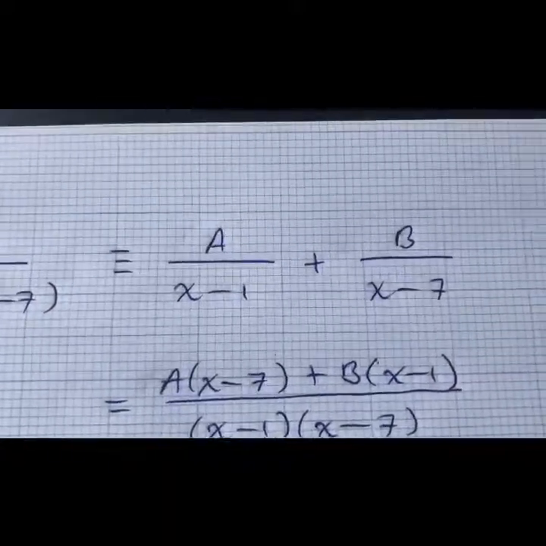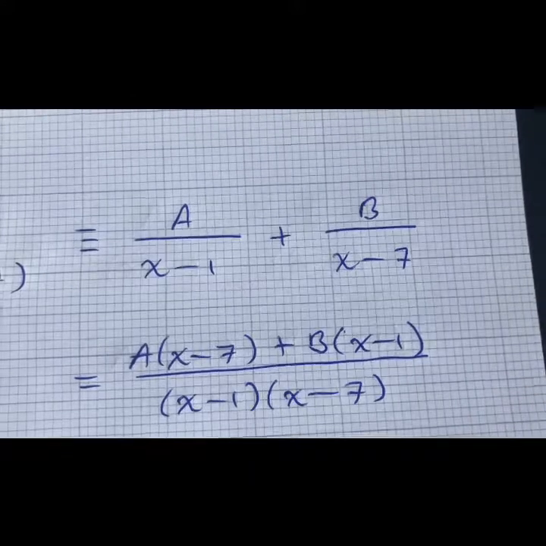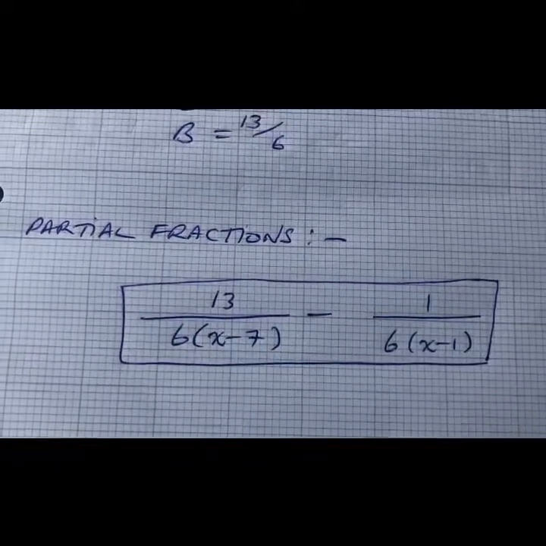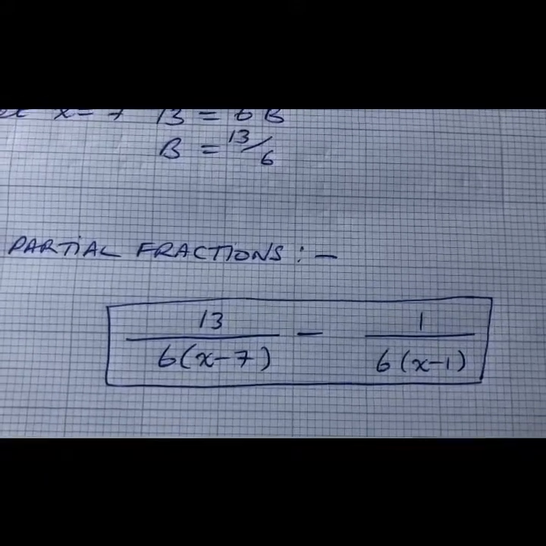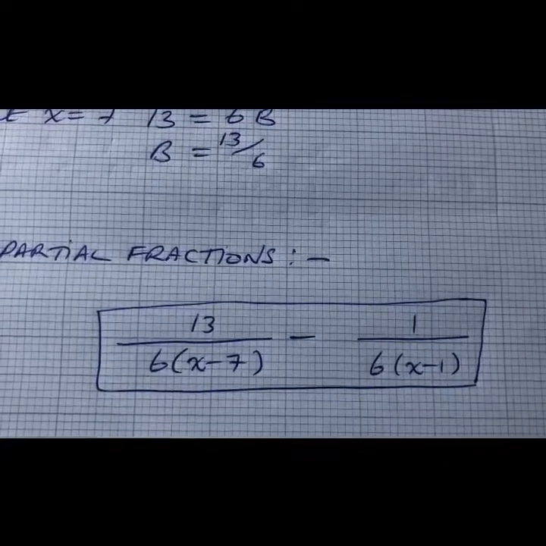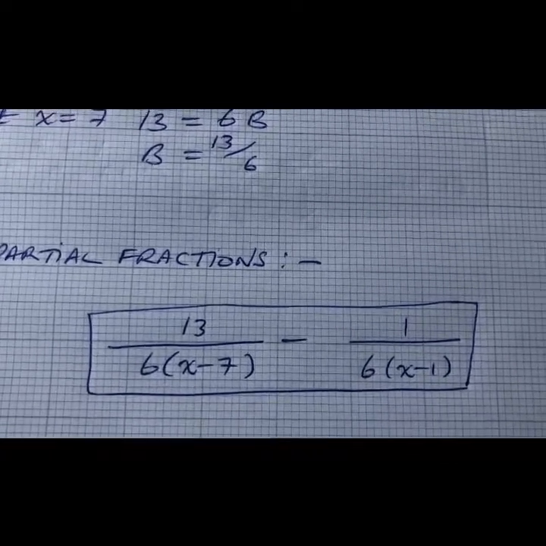So then if I go back to what I started with and substitute those values in for a and b, I can write my partial fractions like that: 13 over 6 times x minus 7, minus 1 over 6 times x minus 1.